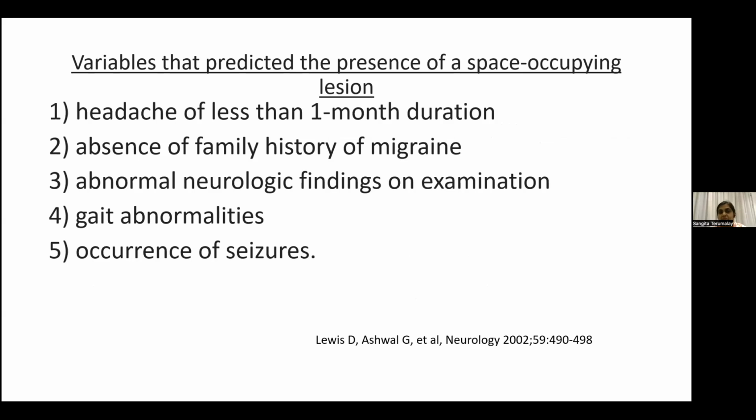The variables that predicted the presence of a space occupying lesion come from an old paper, but it is one of the few papers I could find to help us decide, on a more scientific basis, who to image. These were: short duration of headache, within 1 month, although most of our patients will present within 2 weeks; absence of family history; abnormal neurological findings; abnormalities in the way the child walks; and seizures.